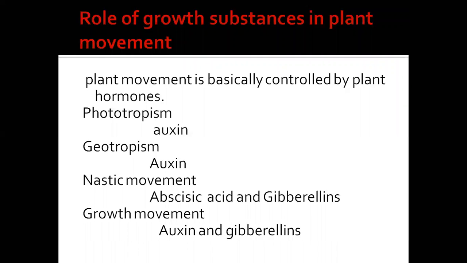Nastic movement is due to abscisic acid as well as gibberellin, while growth movements are due to auxins and gibberellin. Epinasty is due to auxins, while hyponasty is due to gibberellins.